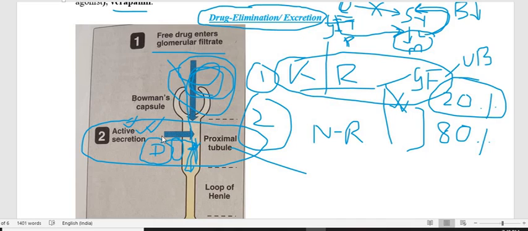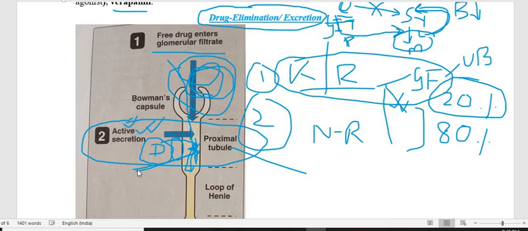Because this is energy dependent, the concentration of the drug in the perivascular space, the surrounding of the lumen, is lower. So it will move from lower to higher concentration. This means against the concentration gradient. The drug is moving out against the concentration gradient, from lower to higher concentration, and it requires energy as well as the carrier transporter.